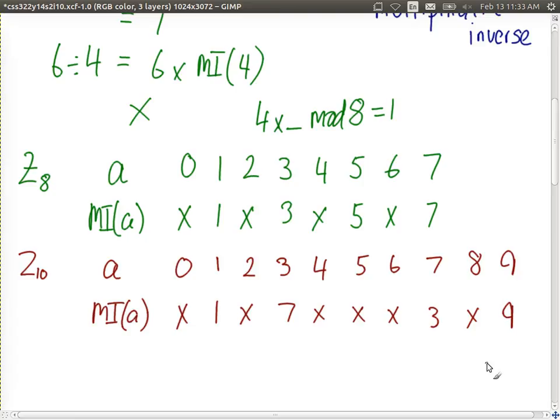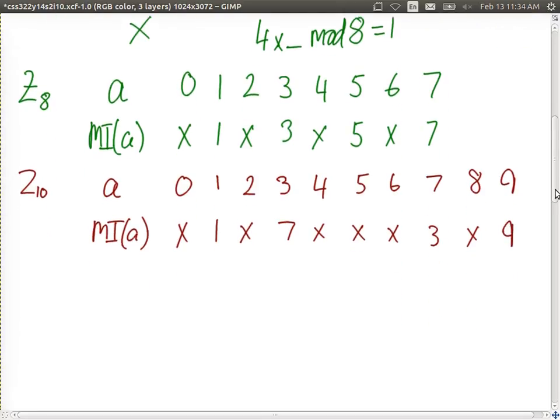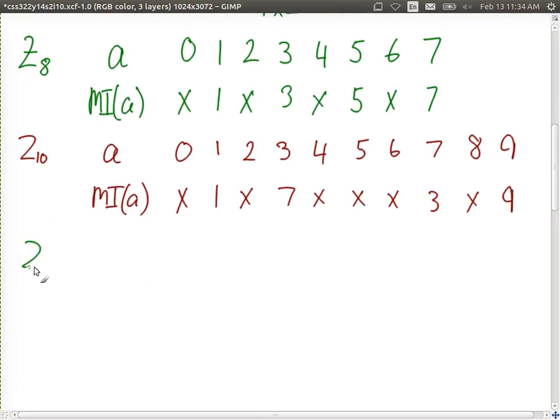Raise to the power. So a to the power of b, for example, exponentiation. And the inverse of exponentiation is logarithm. So really, exponentiation is just multiplication multiple times. 2 to the power of 3 is 2 times 2 times 2. So exponentiation is quite easy. We just, if we were trying to calculate, just do it in normal arithmetic and mod by n. For example, we're still in Z8.